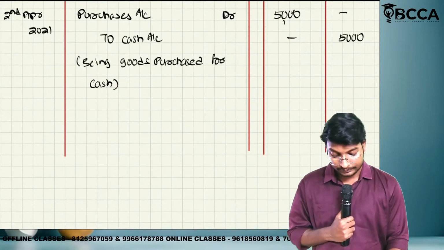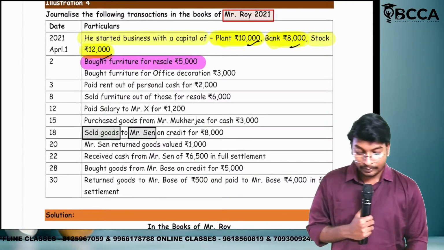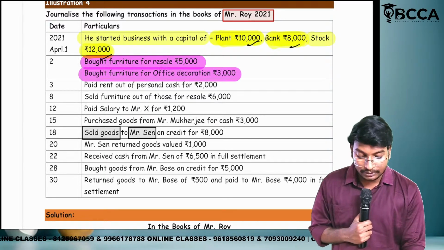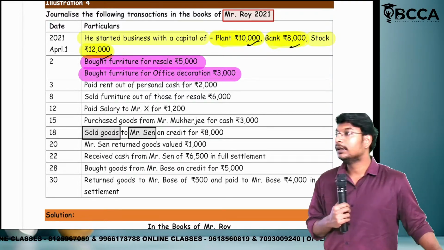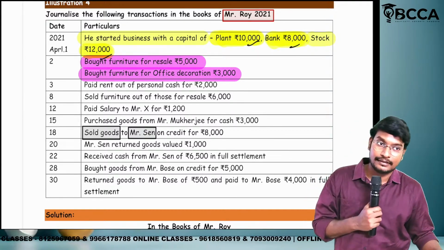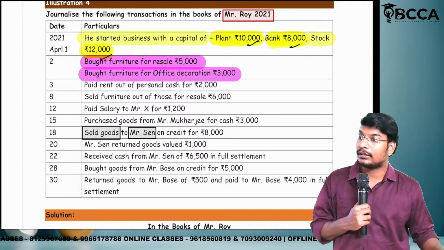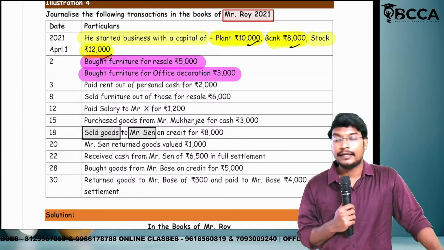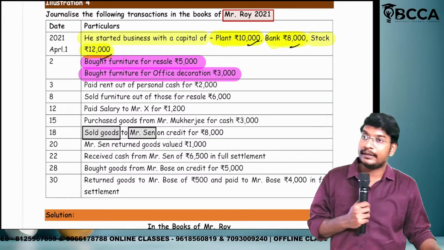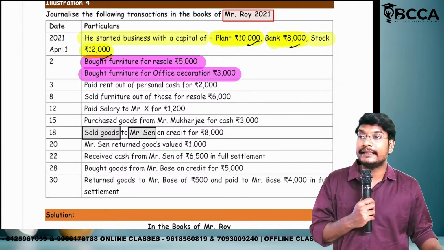Okay, now what is the next point, ma? Brought furniture for office decoration. What is the objective of the purchase of this furniture, ma? To use, not to resell, so this furniture is called as an asset. Now what are the two outcomes? Furniture and cash are the two outcomes. Furniture asset debit balance increases, debit. Cash asset debit balance decreases, credit.